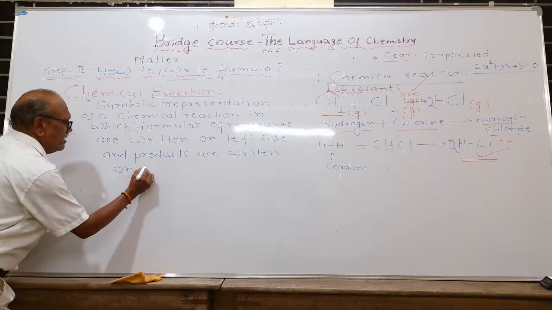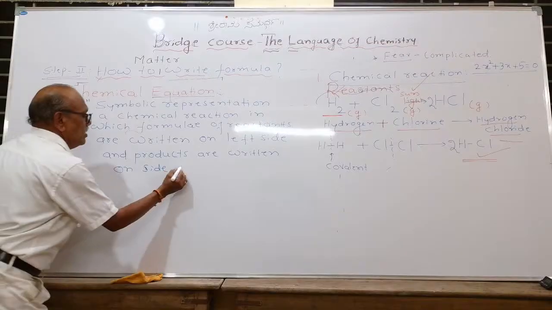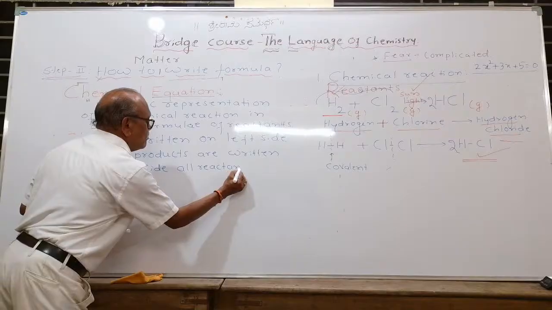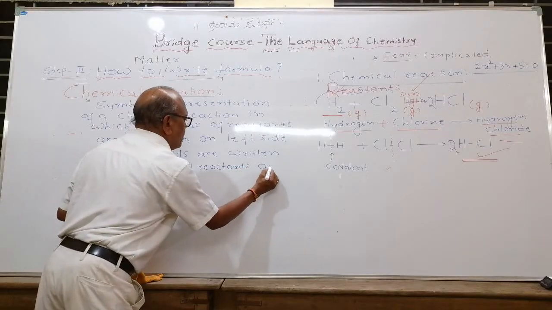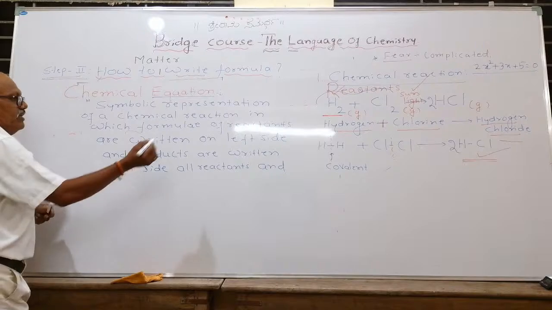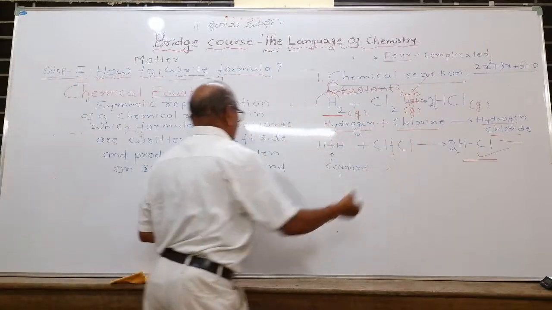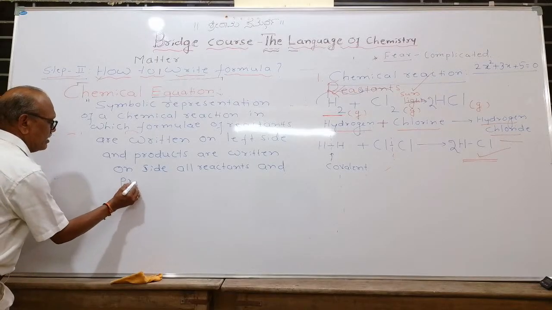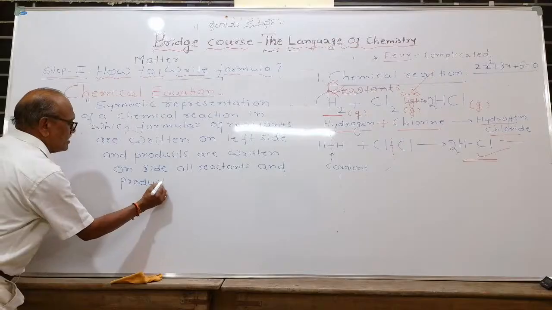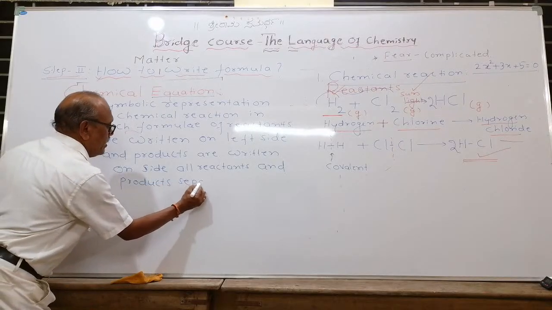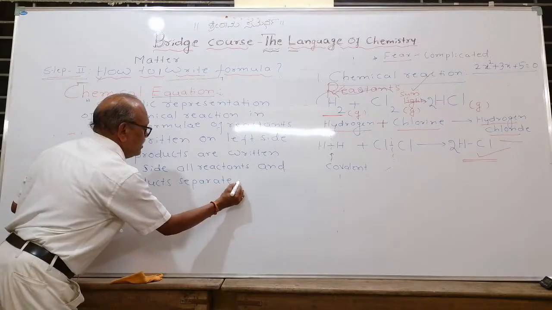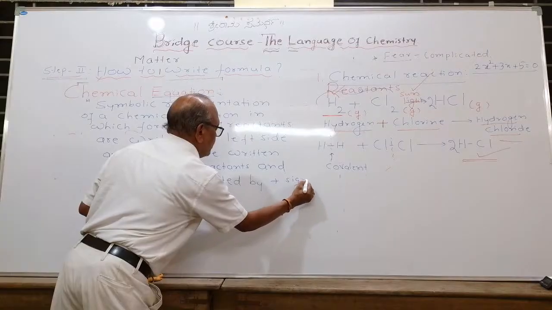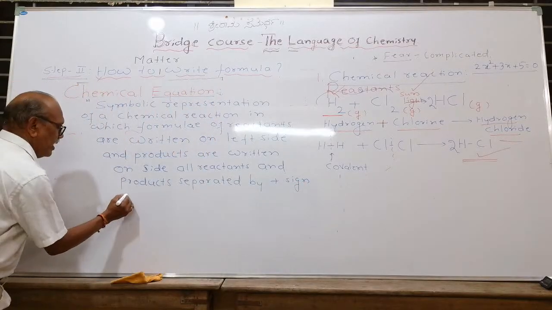Written on right side. All reactants and products are separated by plus sign. See, this is mathematics. Using the plus sign is mathematics. Therefore, we call it an equation. All reactants and products are separated by plus sign, isn't it? Separated by plus sign, right? Plus sign.